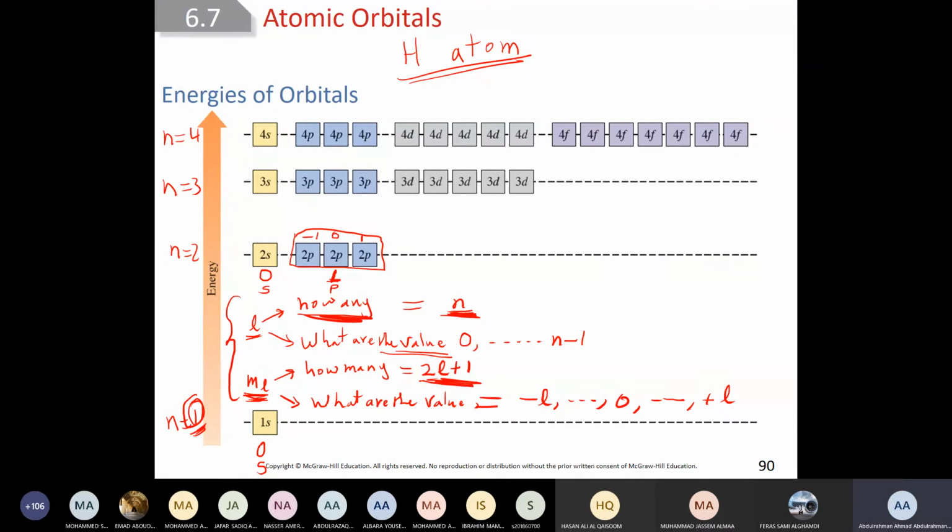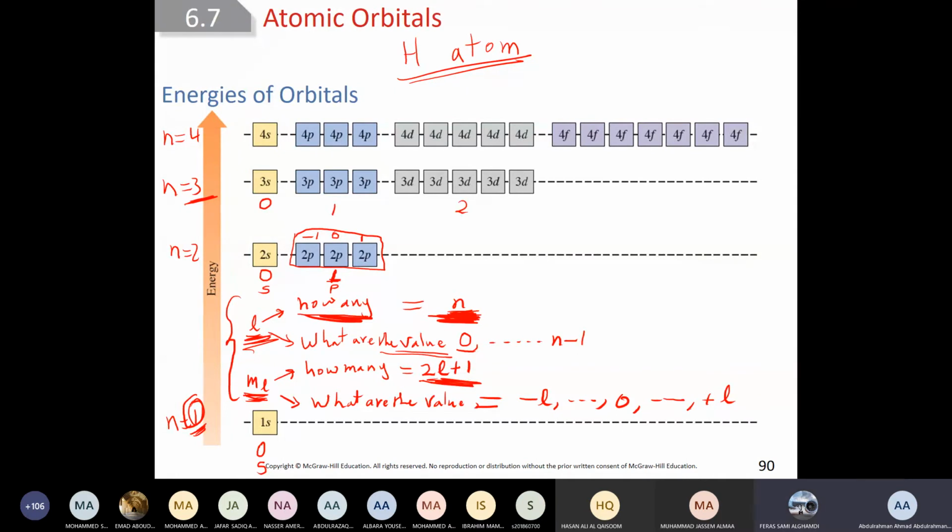Next, n is equal to 3. How many ML do we have? 7. N equal to 3, how many L? 3 L. What are the L values? 0, 1, and 2 only.